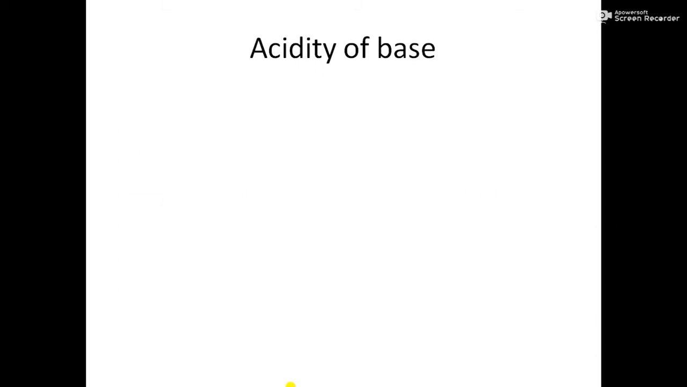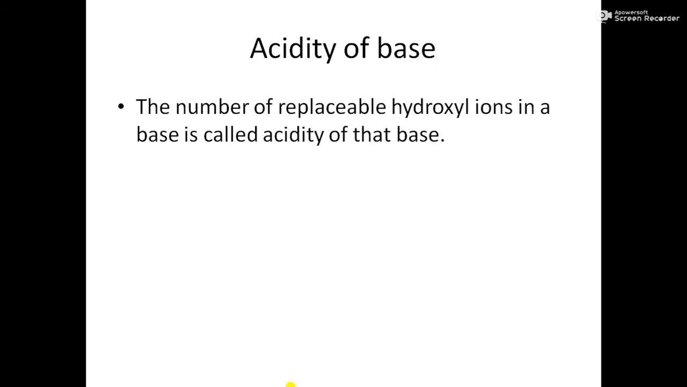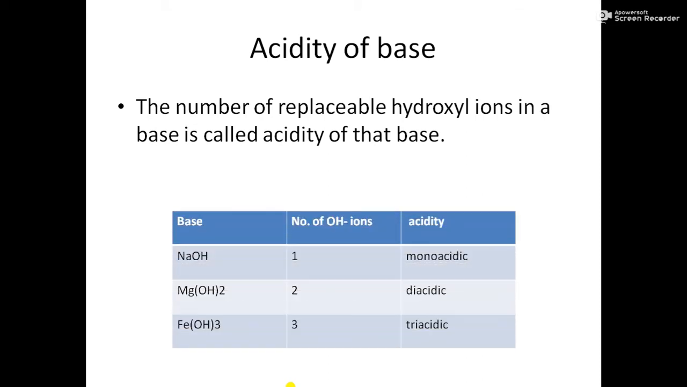In the same way we will learn about the acidity of a base. The acidity of a base is the number of replaceable hydroxyl ions. Hydroxyl ion here means OH minus ion. The number of OH minus ions in a base that can be replaced by an acid is called the acidity of a base. Again we have to look at this table of bases.